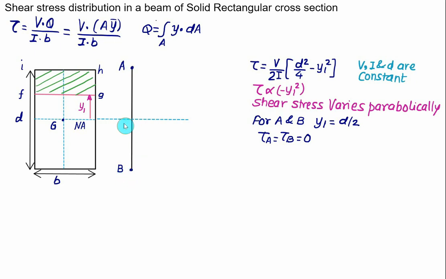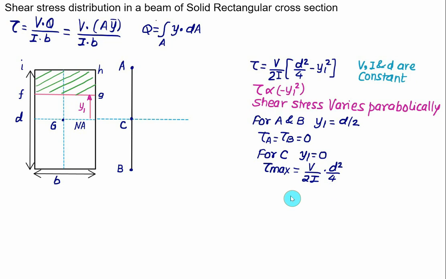Then we'll consider one point which is at the neutral axis. So for point C, the value of y1 will be equal to 0. And this value y1 is 0, it means that we have the maximum value of shear stress. So in this case, we'll get the maximum value of shear stress, tau max, equal to V divided by 2 times I multiplied by d square divided by 4.